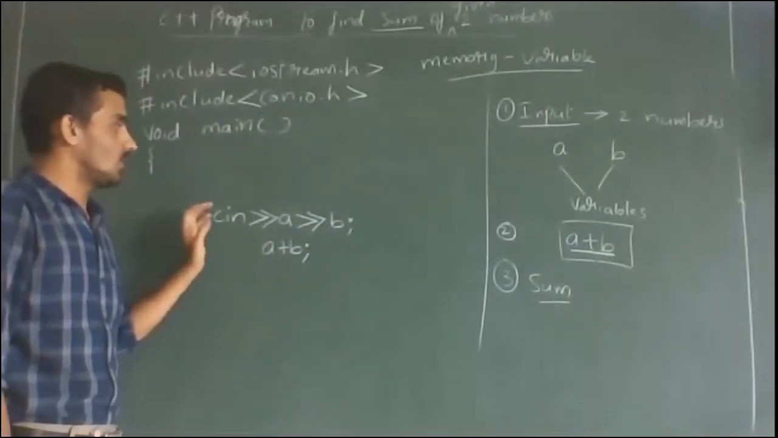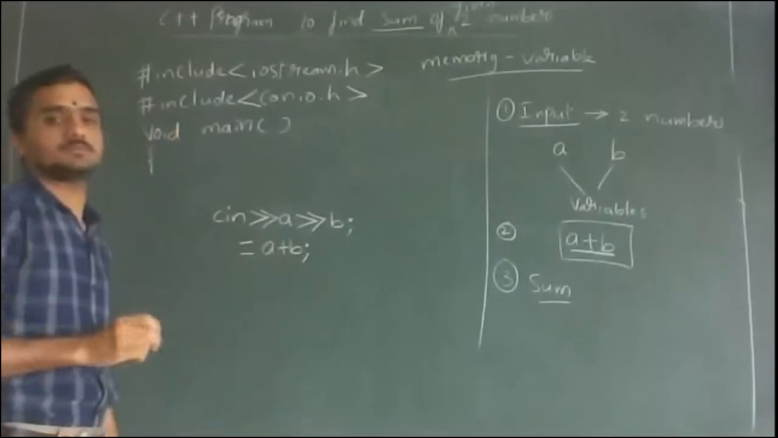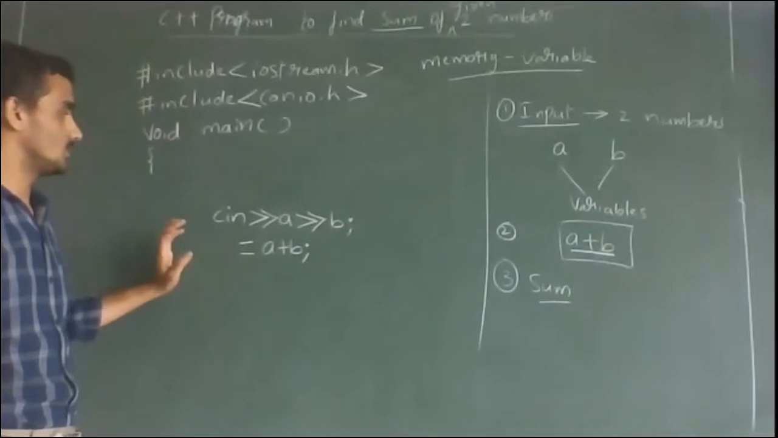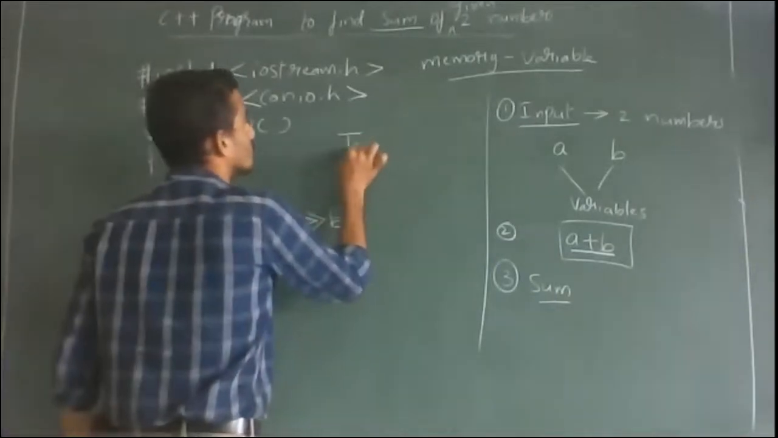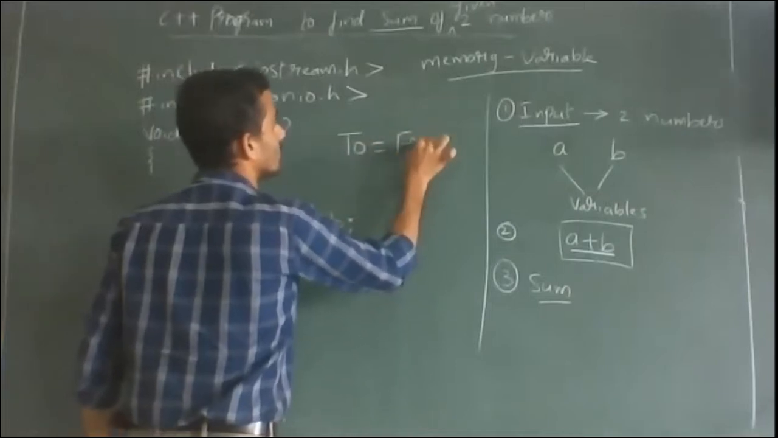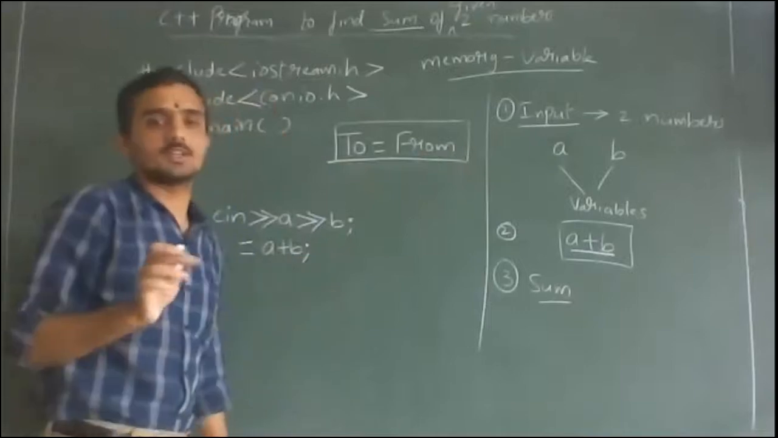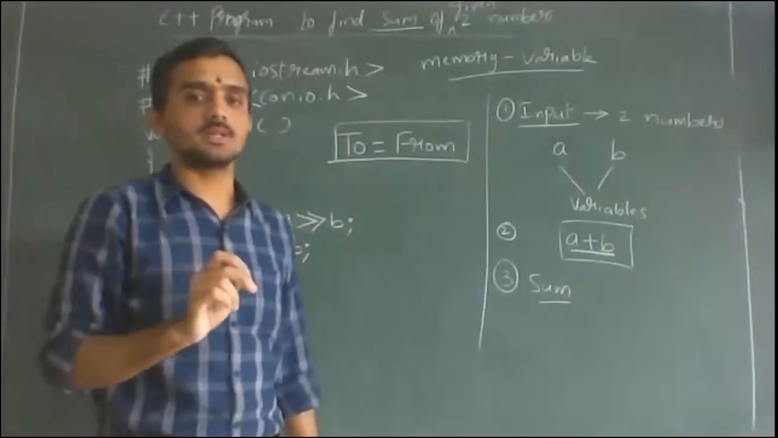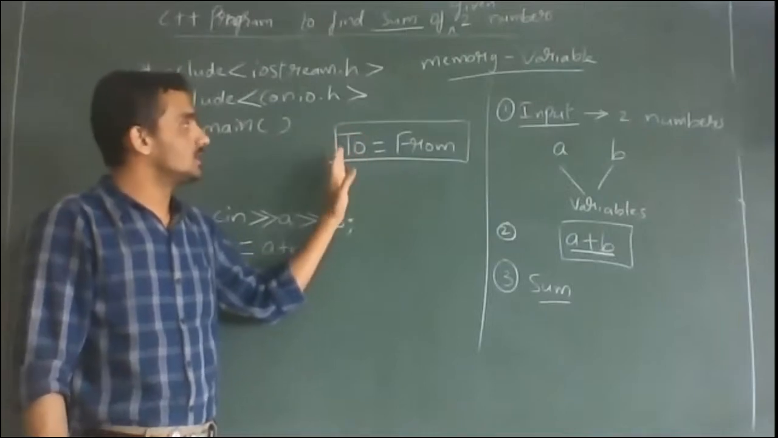Always we use this single equals to symbol, not a double equals to, single equals to. And you remember this formula: 2 is equals to from. This formula is not present in the textbook. For your understanding purpose, I am telling. I have analyzed it and just thought in that way. 2 is equals to from.